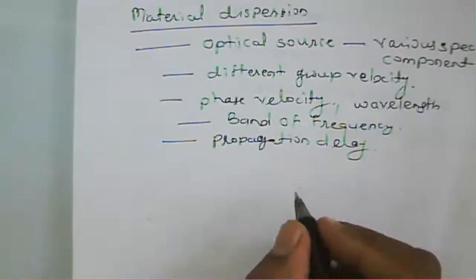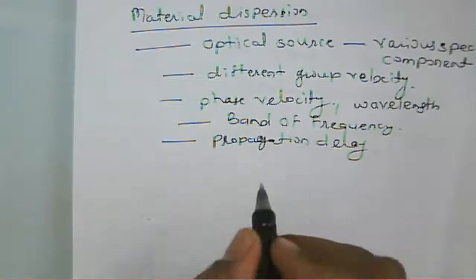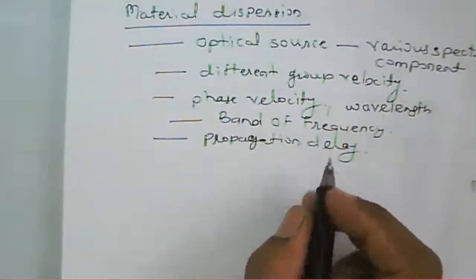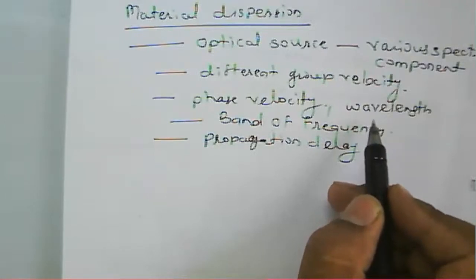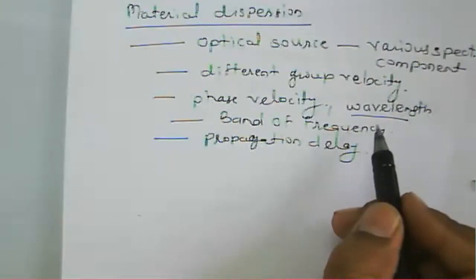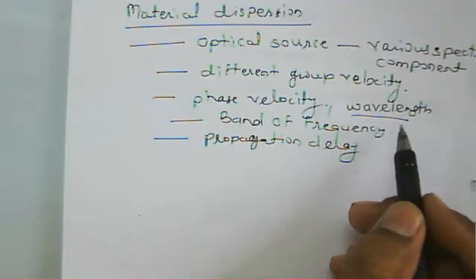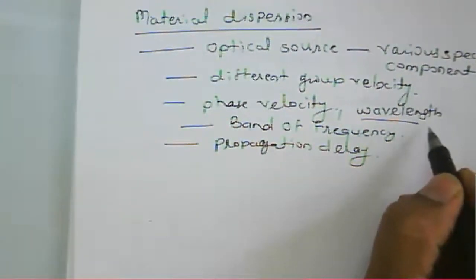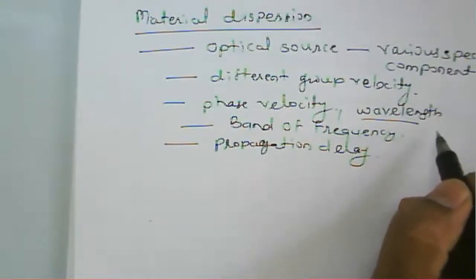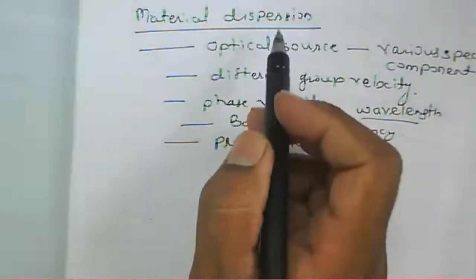So the phase velocity of a given wave propagating through the fiber depends upon the wavelength. That's why we can say the wavelength depends upon the dielectric medium. So that is called material dispersion.